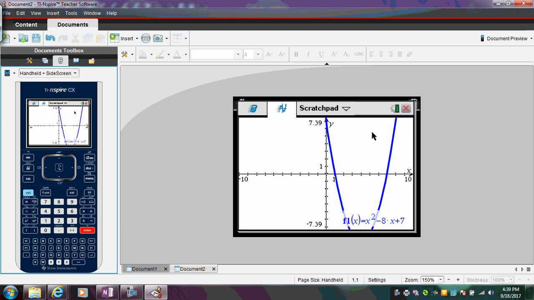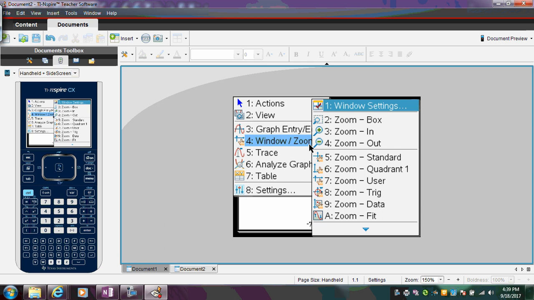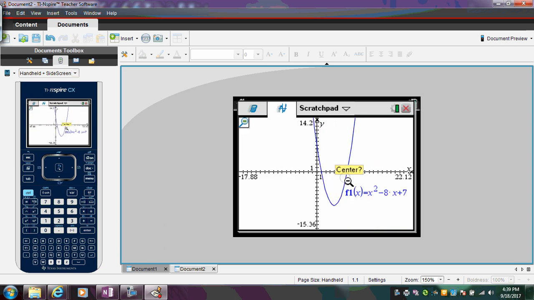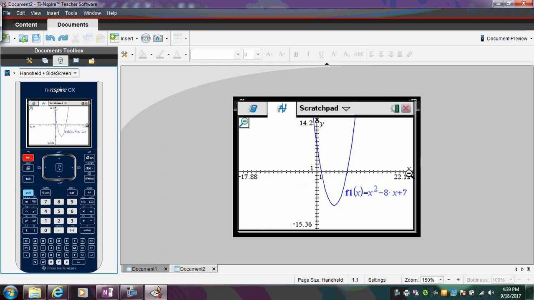And you can see you have a parabola here. And remember, you can zoom out on the screen. So we can go ahead and do that. So zoom out, just so you can see that parabola a little bit better. So I zoomed out too many times.